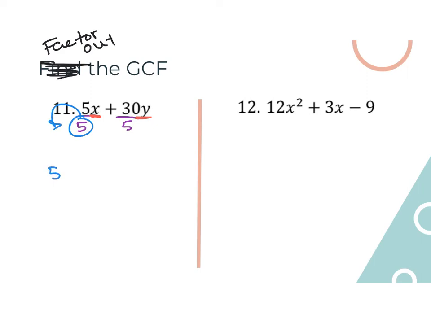So when I divide out the 5, here's what I have left. 5 divided by 5 goes away, and I'm left with just x by itself. In the second term, 30 divided by 5 is 6, and I also have a y.